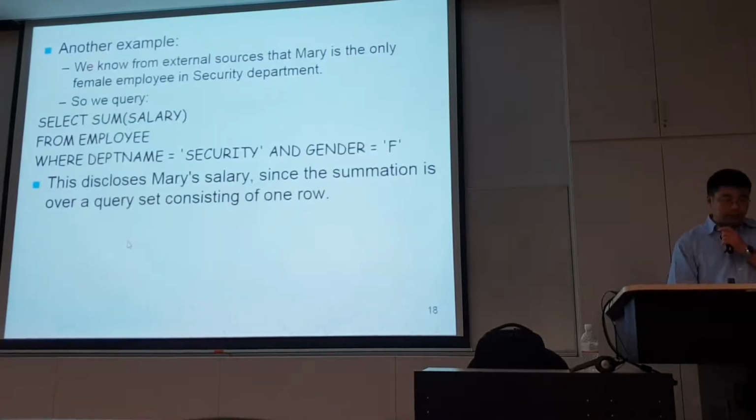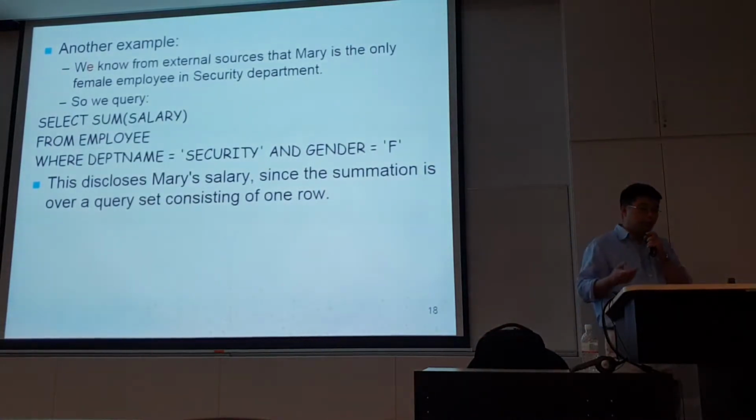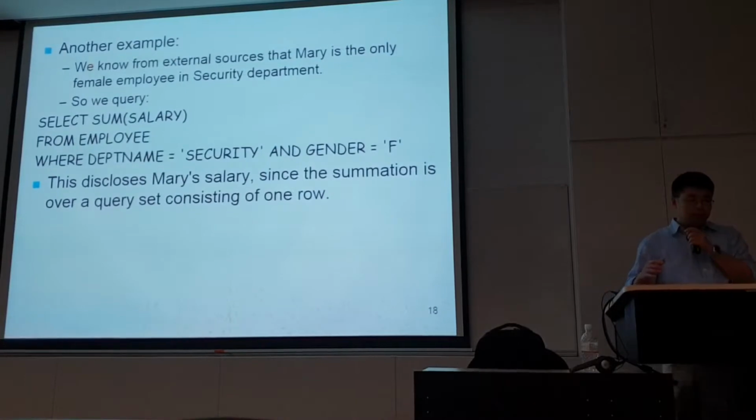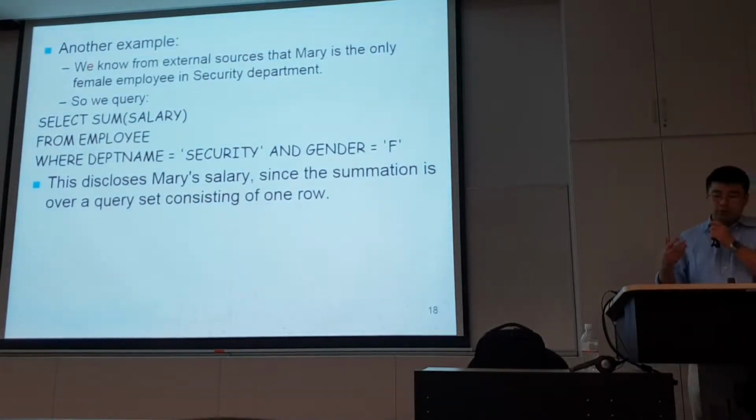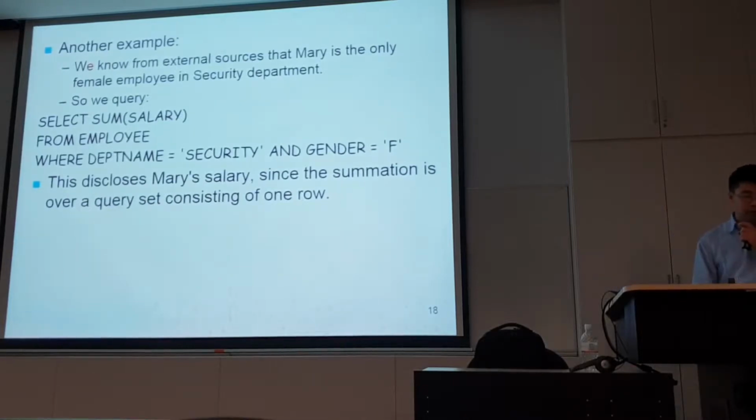On the other hand, if you know from some external source that someone is living in a place, or someone is the only male or female employee, or someone is the only person that satisfies some predicate, then you can directly query the statistical result by using the information you obtained.